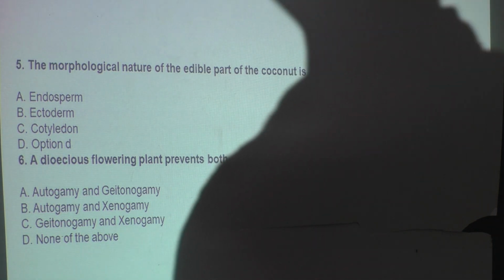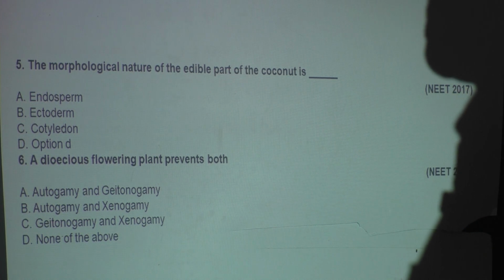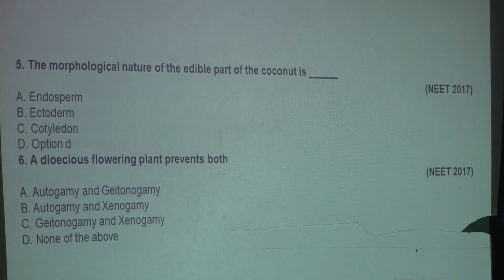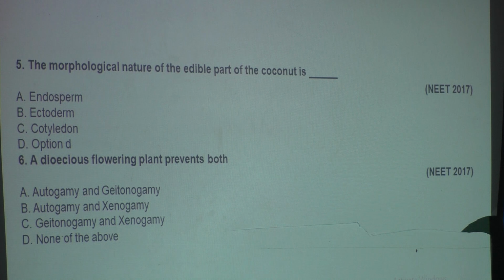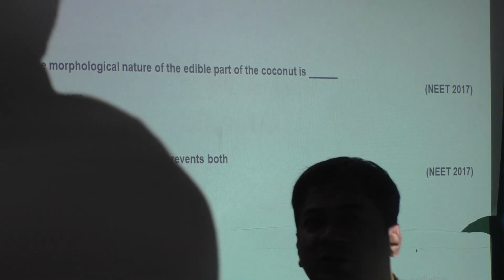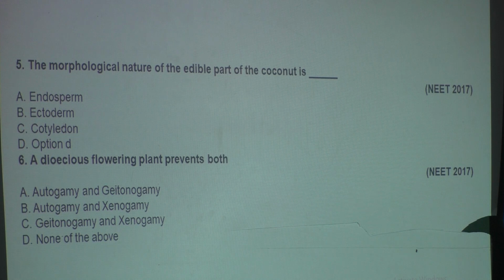Okay, then the next question. The morphological nature of the edible part of coconut is, which is the edible part of coconut? This is also from the textbook only. Endosperm, ectoderm, cotyledon. Option D, what does option D mean? I think it is a typing error. Okay, so this was asked in NEET 2017. So the morphological nature of the edible part means, you know, that white part of the coconut which we use for cooking. What is that part called? That part is endosperm, isn't it?